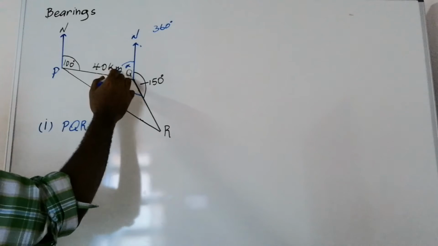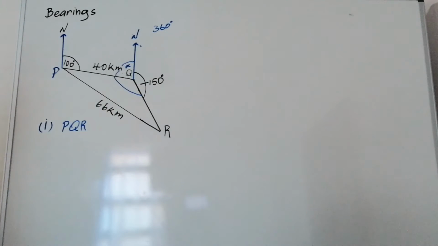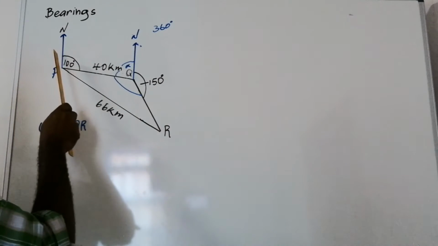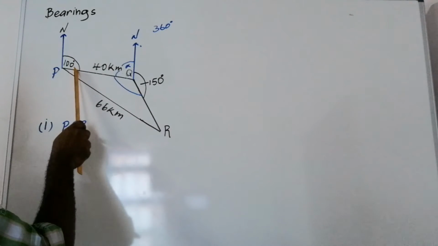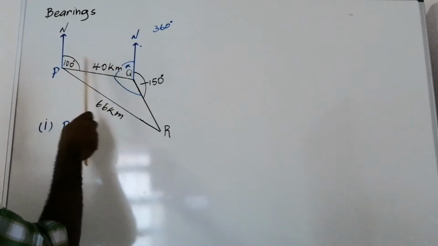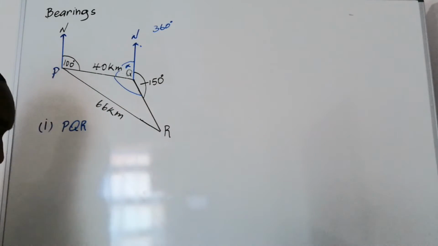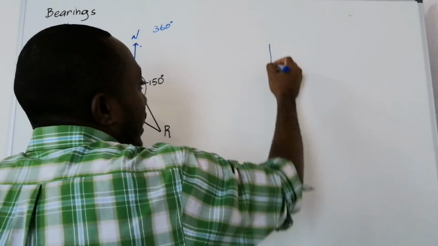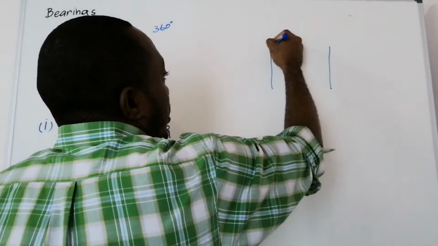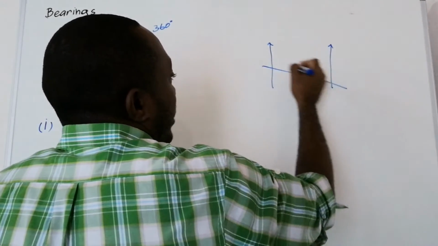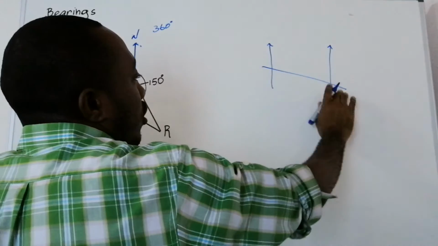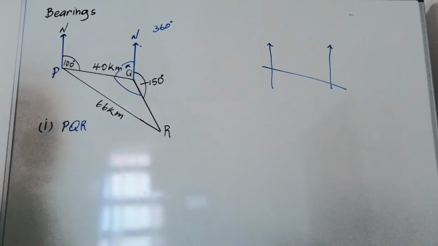So how can we find this angle here? Now, we said that when we have two north lines, the two north lines are parallel to each other. And we also said that if this angle is 100, the sum of these two angles are supplementary. That means they add up to 180. So if we have two parallel lines, and we have a line cutting those two parallel lines, called the transversal, right?